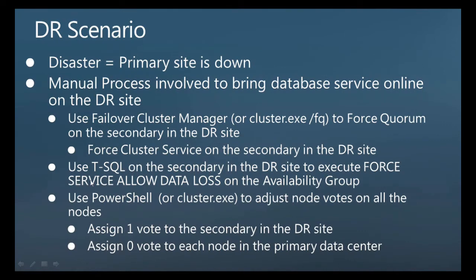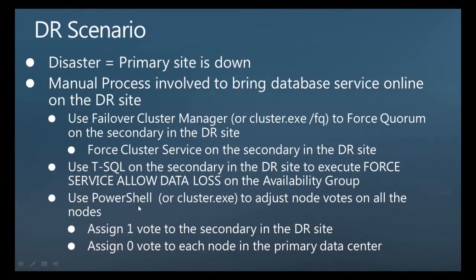The second thing you want to do is use T-SQL on the secondary in the DR side, which is already up, to execute force service allow data loss on the availability group. Basically you're telling the availability group, I want to be running and I can afford the data loss. So now you have your availability group running in the DR side, and it's running in forced quorum mode.